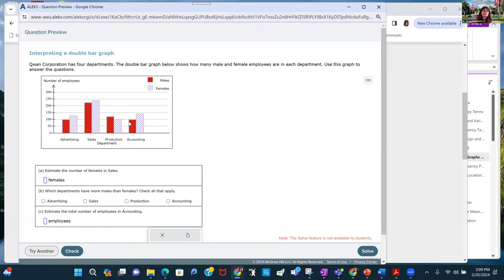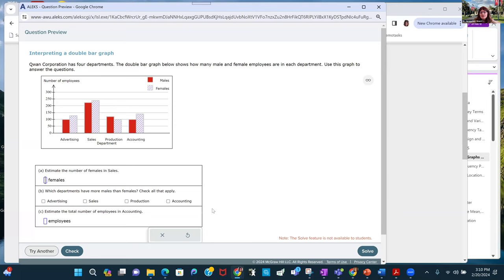Quan Corporation has 4 departments. The double bar graph below shows how many male and female employees in each department. So in advertising, right, the solid red is the male. There are 100 males and looks like 125 females in advertising, right? So estimate the number of females in sales. So that's going to be the striped bar. So I'd say like 240.